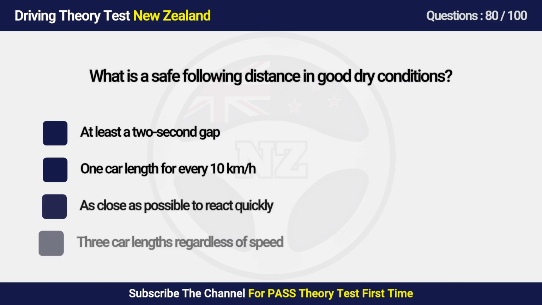Question 80. What is a safe following distance in good dry conditions? A. At least a gap. B. 1 car length for every 10 km per hour. C. As close as possible to react quickly. D. 3 car lengths regardless of speed.